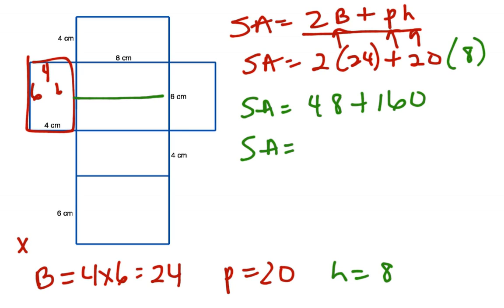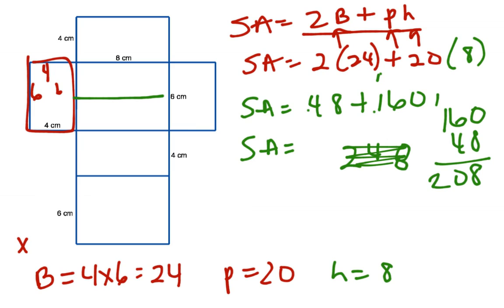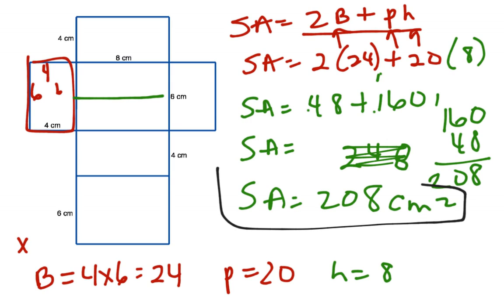Surface area equals 248. Nope, I'm adding wrong. Mrs. Green, why don't you just line them up like you're supposed to? 160 plus 48. 208. I was like, I have to get the same number. And that's centimeters squared. So we get the same number either way. You might think this is faster. It's fine. As I said, it's an option.